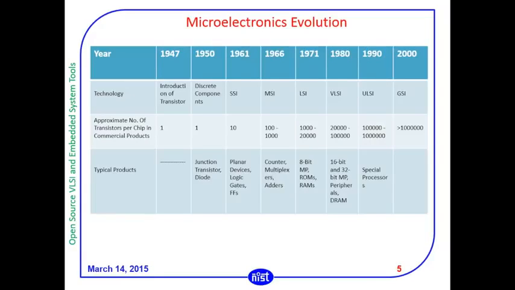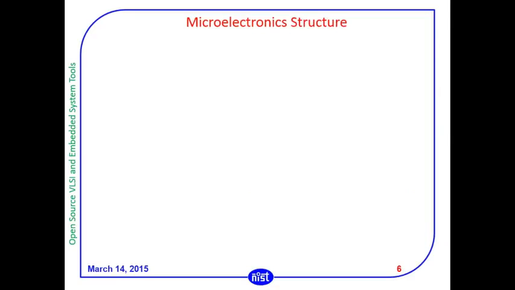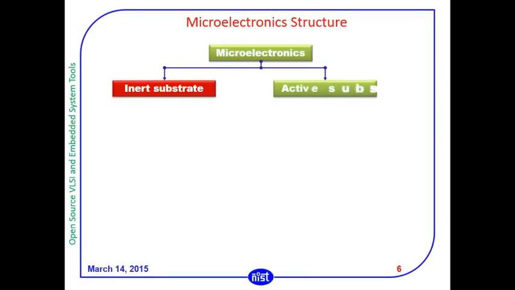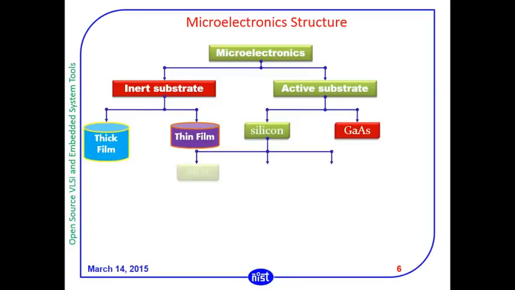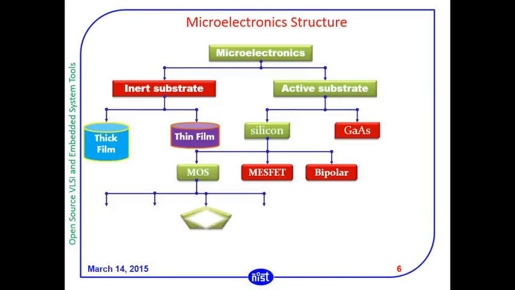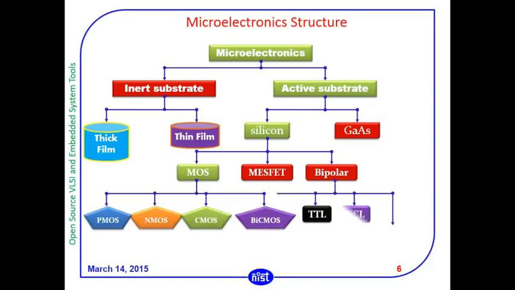This is the microelectronics evolution, starting from 1947 to 2000, and VLSI. A few people talk about ULSI, GSI and all that, but all of these we call VLSI. Then in microelectronic structures, there are inert substrate, active substrate, thick film, thin film, then silicon, gallium arsenide, then MOS, MESFET, bipolar, CMOS, BiCMOS, PMOS, TTL, ECL, and all that.